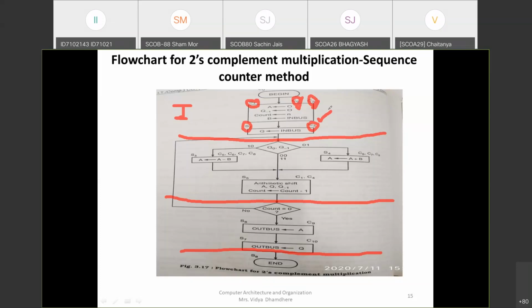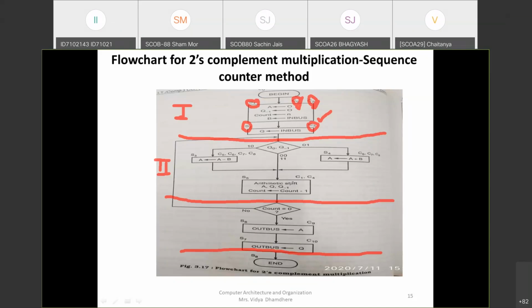Now, whenever we move to the second phase, here a condition box is there, and depending upon this condition box, we need to perform operations. Either we perform the addition operation, the subtraction operation, or directly the arithmetic right shift operation. The arithmetic right shift operation is common for the addition or subtraction operation.